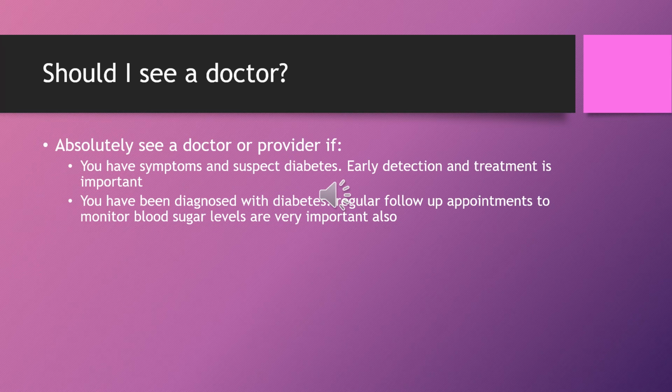Should I see a doctor? Absolutely see a doctor or provider if you have symptoms and suspect diabetes. Early detection and treatment is important. Also, you must see a doctor if you already have a diagnosis of diabetes. Regular follow-up appointments to monitor blood sugar levels are also very important.